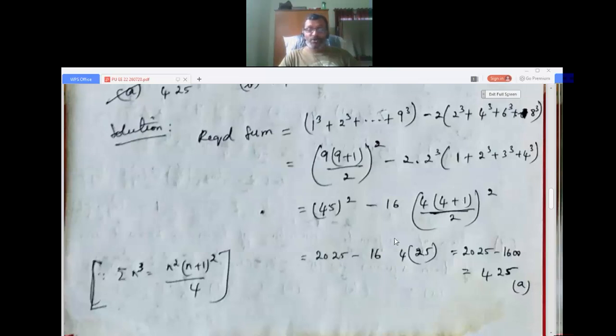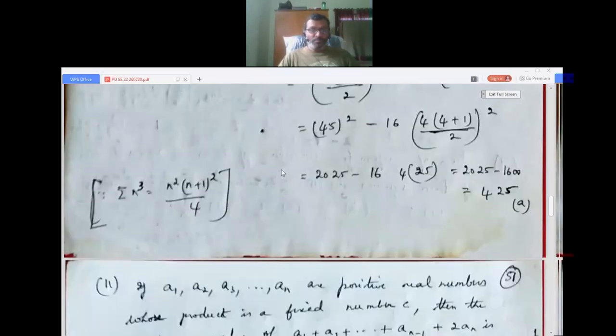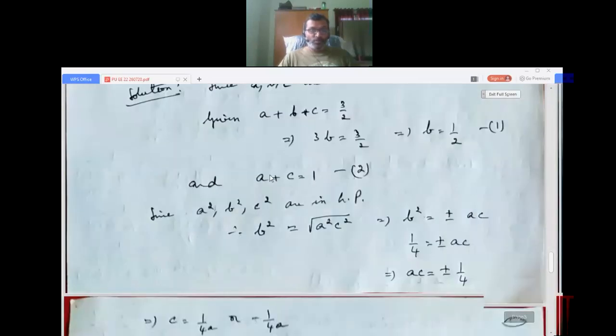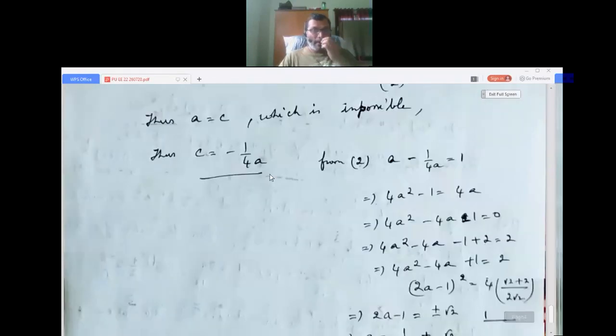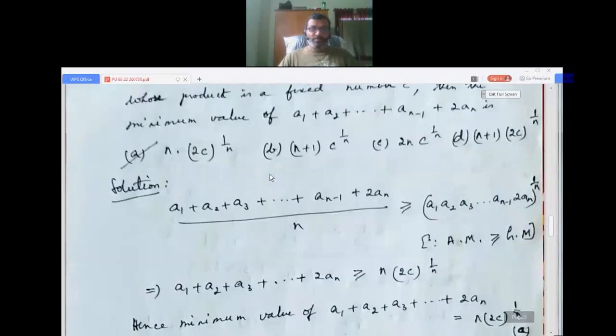So this 45 squared will be 2025. Just check and calculate. 2 eights, or you can also write it as 216 into 4 into, here you get 4 squared is 16, so 16 here, 2 squared is 4, so 4 times, 4 plus 1, 5 squared is 25. So simplify this: 2025 minus 1600 is equal to 425. So I hope this step is clear to you. It's a simple problem, I hope it is clear.